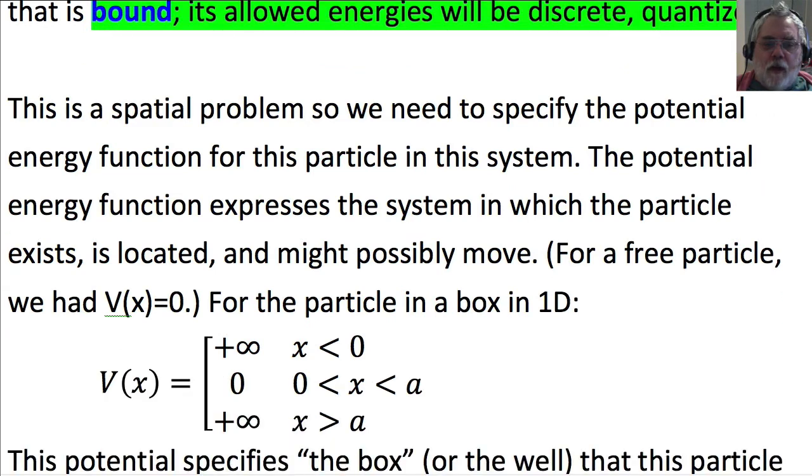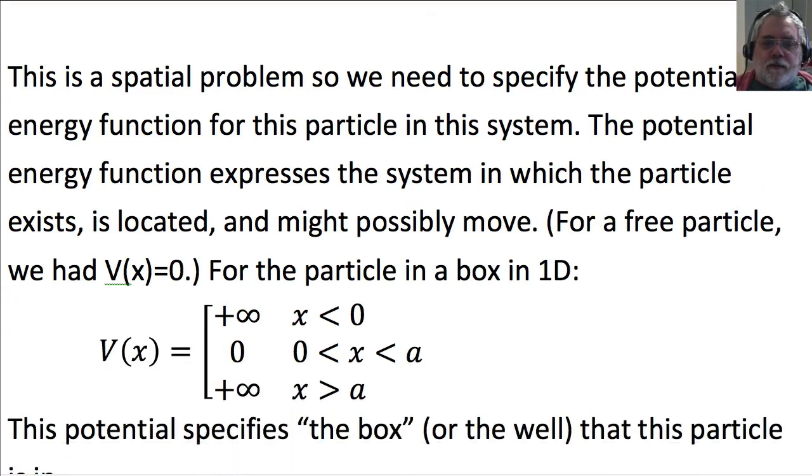This is a spatial problem, so we need to specify the potential energy function for this particle in this system. The potential energy function expresses the system in which the particle exists, is located, and might possibly move. For a free particle, we had that the potential V of x was everywhere 0. For the particle in a box in one dimension, we have 3 regions of space.